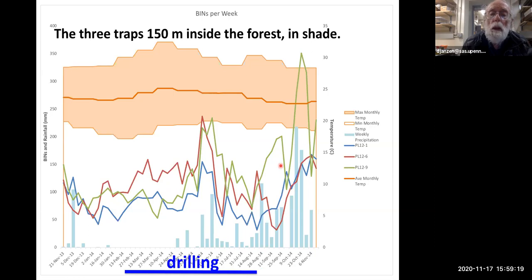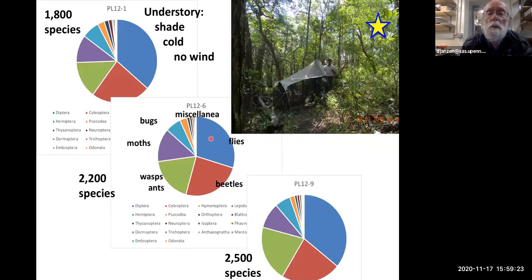Okay. Now we can ask, if you have three traps, how does the proportion of different insects change in these three traps, from deep shade? So these are three experiments, if you like, running parallel to each other. And notice what happens here: the flies, this blue thing, turn out to be the same proportion of the total circle. The beetles turn out to be the same proportion. The wasps and ants turn out to be the same. The moths turn out to be the same. In other words, each trap in the deep shade is catching basically the same thing in terms of proportions of different groups of insects. But there's almost no overlap between the species.